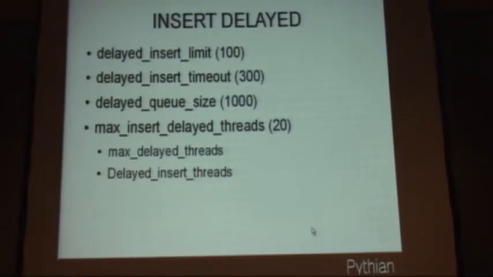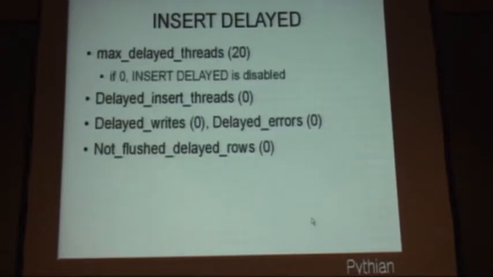It's basically a way to get around table level locking for inserts in MyISAM, although you can also do concurrent insert equals 1 or concurrent insert equals 2. So, max delayed threads. These are all the default values, by the way. It's 20 by default. That's how many threads you can have for insert delayed. If it's 0, insert delayed is disabled. Delayed insert threads, again, is a status variable.